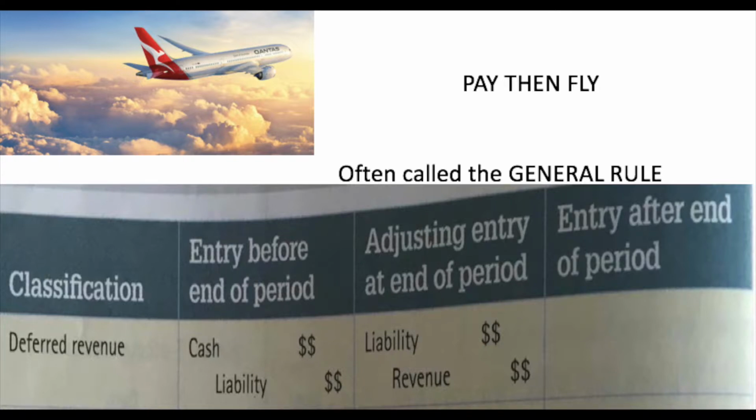This is seen by a debit of cash as cash is increasing, and a credit of liability as the company has not provided the service. If you then look at the adjusting side, you can see the debit of the liability and a credit of revenue as the service has been provided. This is often called the general rule.